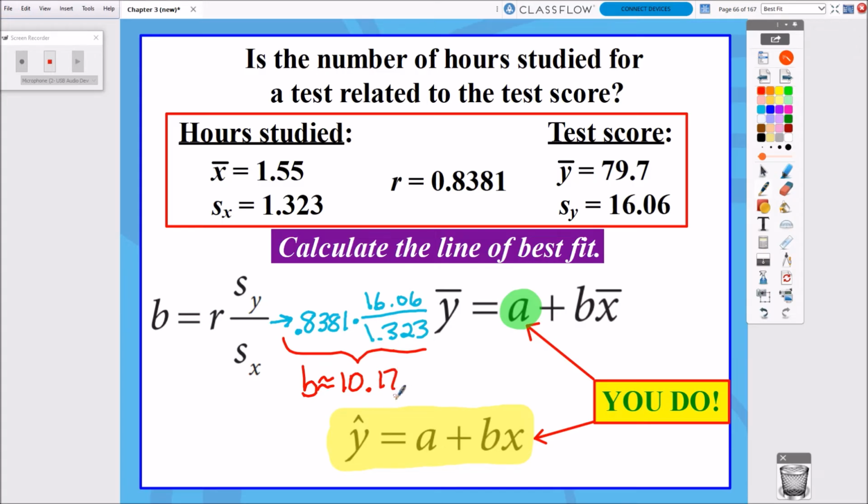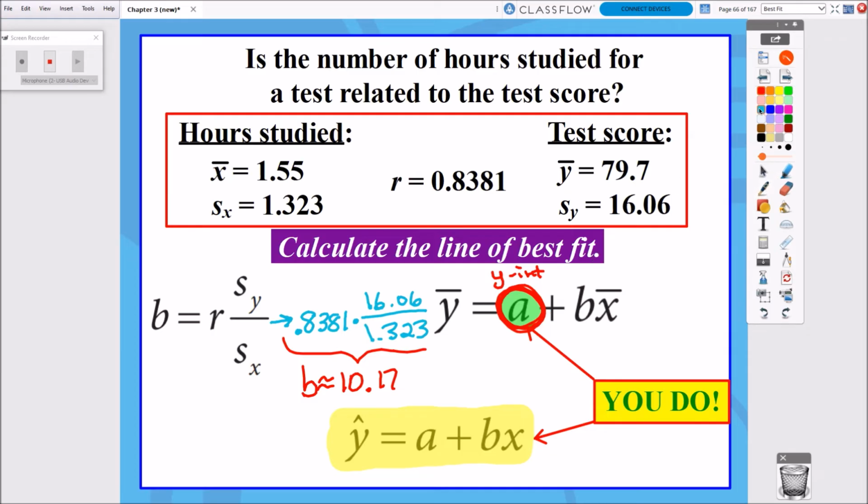10.17 to 2 decimal places. So there's my slope. So now this is the you do part for you guys. You are in charge of solving for the y-intercept. And remember, you're going to need the slope to help you do that. And we just figured out what the slope was. So you're going to figure out the y-intercept.